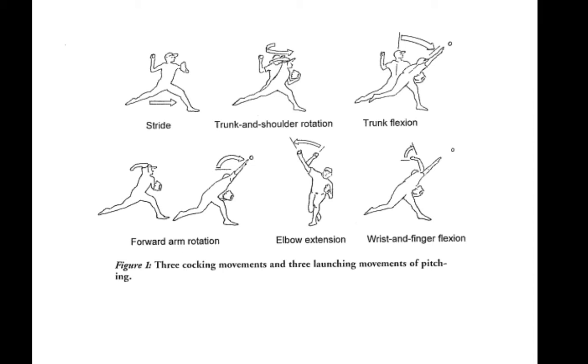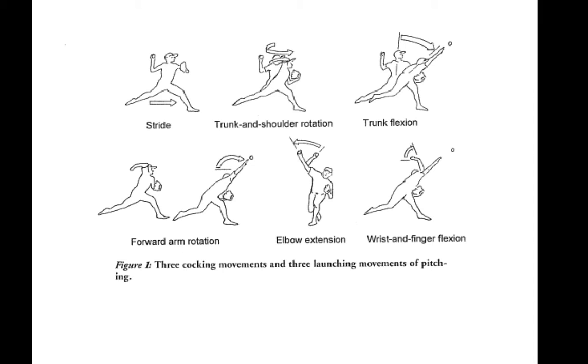So from a physics point of view, we can talk about various behaviors and postures that a pitcher goes through to deliver a pitch with the maximum velocity. As you can see, there are three cocking movements and three launching movements. A cocking movement is going to essentially store energy that can be released to throw the ball forward, and the launching movement is when the ball is actually moved in a forward direction. So we can see that there's the stride, and then you can have a trunk and shoulder rotation, and you can have flexion of the trunk. All of those are going to be driving the ball forward.